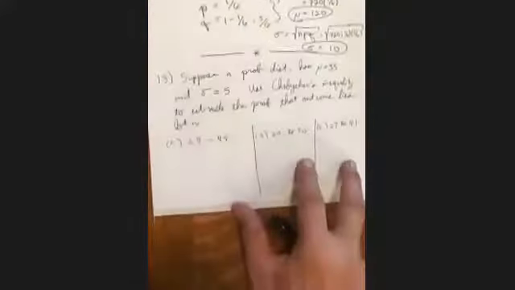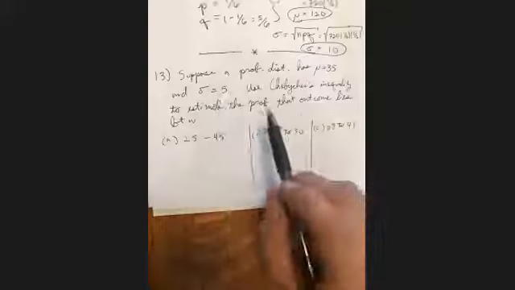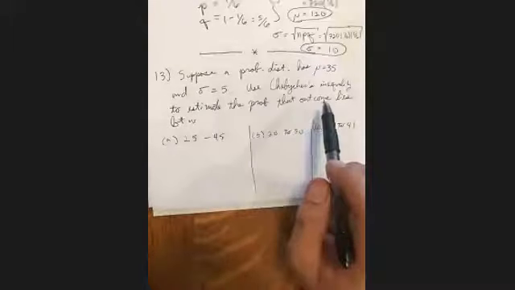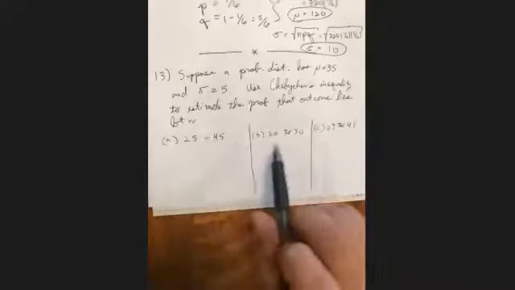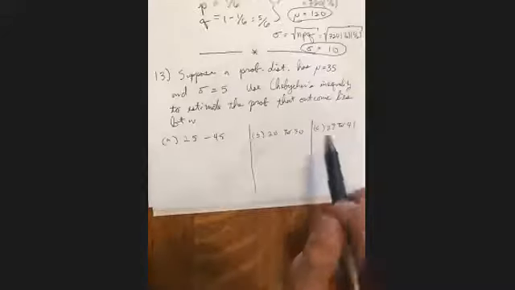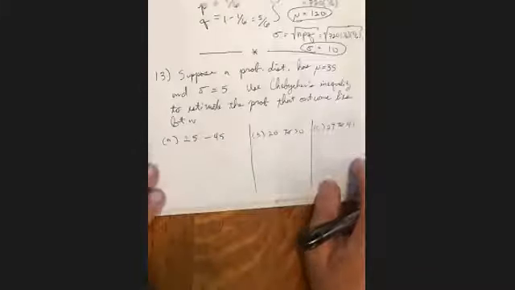Okay. Finally, number 13. Here, we're told, suppose we have a probability distribution with a mean of 35 and a standard deviation of 5. We want to use Chebyshev's inequality to estimate the probability that the outcome lies between these 3 values. So between 25 to 45, 20 to 50, and 29 to 41. Okay. So this isn't too bad.